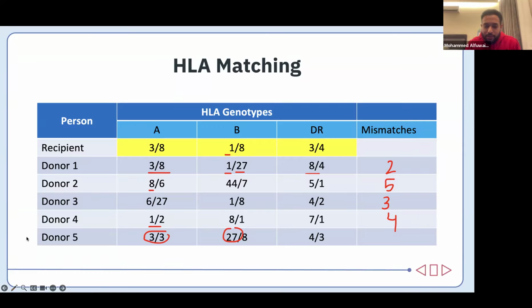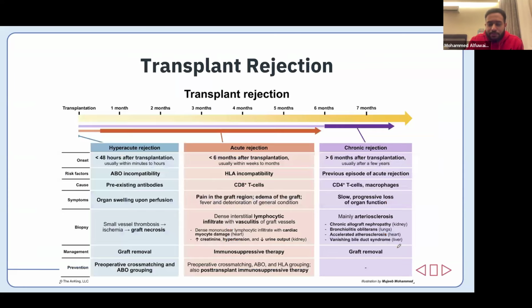So the best donor in this case is 5. Good. Actually, very good catch. Since this has 3 in the allele in class A, even if it's in both, it's fine, it counts. So this is one mismatch. So donor 5 is the best donor in this case. So you take from donor 5. Tom, thank you for that, actually, mashallah.